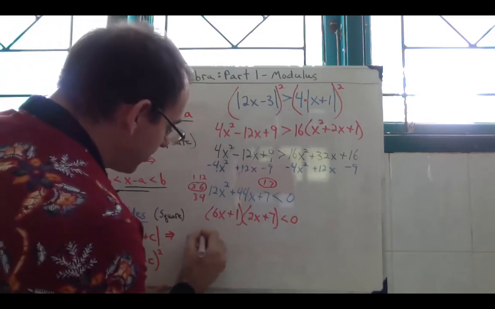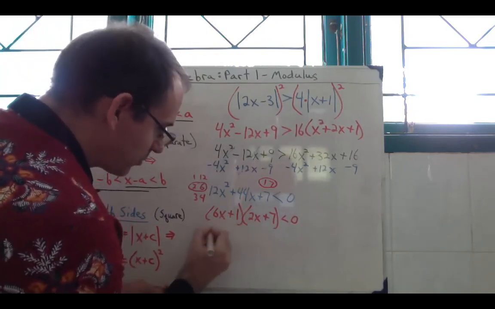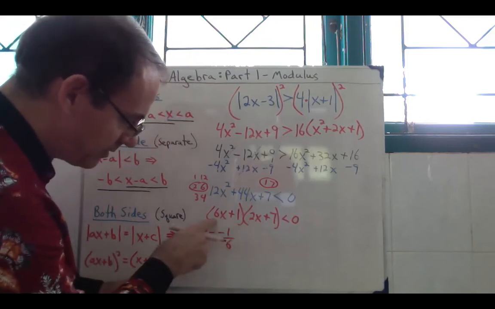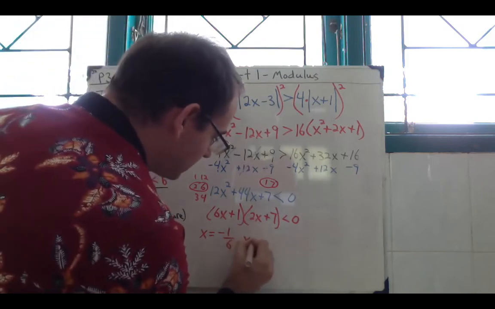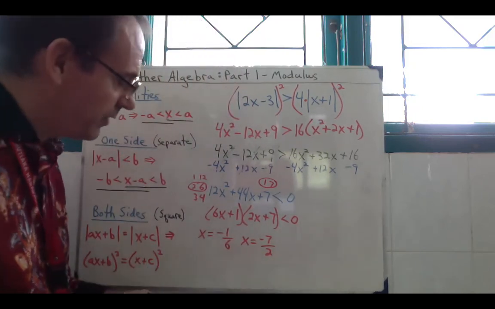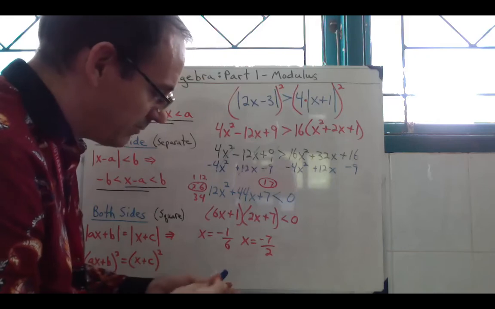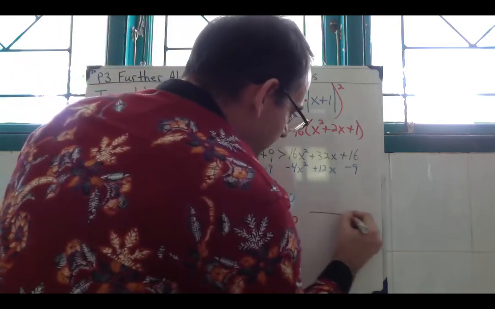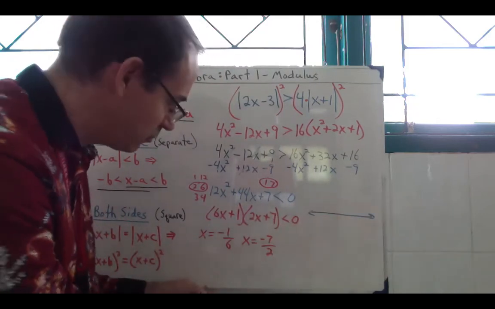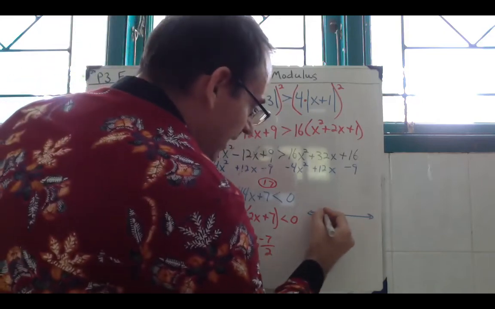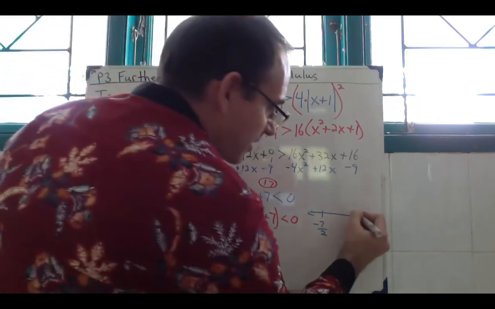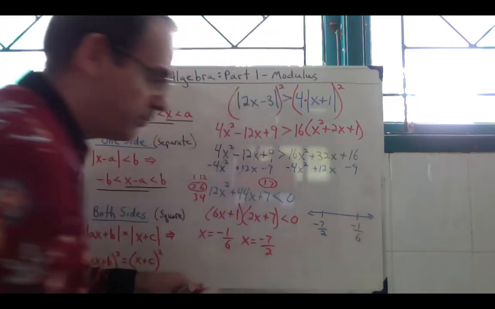So I set them equal to 0, and when I set this equal to 0, subtract 1, divide by 6. So x equals negative 1/6. And on this one, we get x equals negative 7 divided by 2. So there's our two values. And what I do is I put them on a number line in order of their value. So negative 7/2 is actually the more negative. It's like negative 3.5. Negative 1/6 is just slightly negative. So I put them in order.